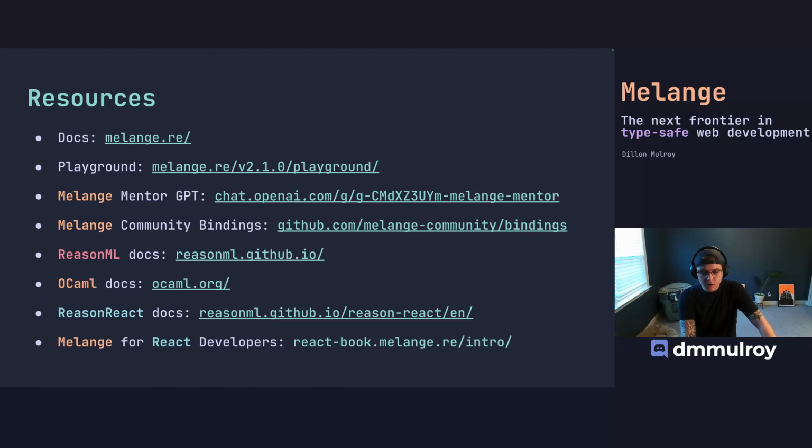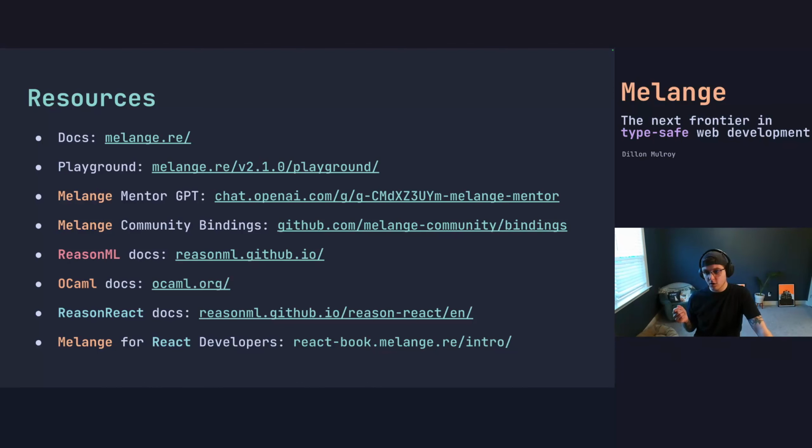If y'all are looking for resources to learn more about Melange, ReasonML, or OCaml, I would encourage you to check out the Melange docs. There is also a Melange playground where you can basically paste in OCaml or Reason code and see the JavaScript output. And you can toggle between Reason and OCaml. So if you do choose to learn ReasonML or OCaml, you can paste some code in there and see what the alternative syntax looks like.